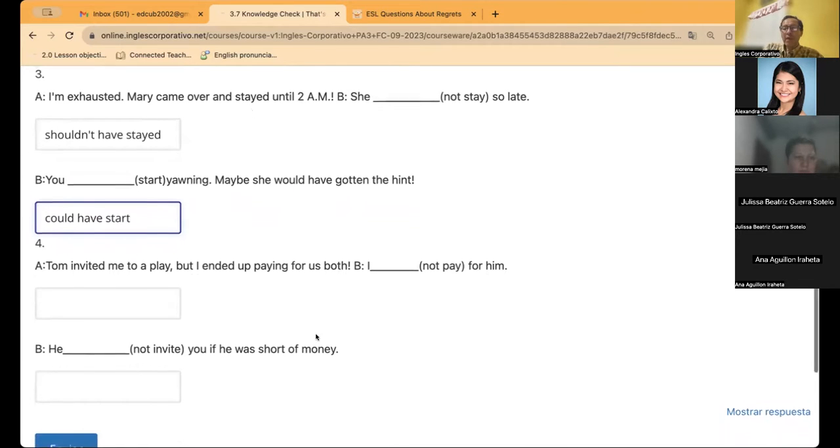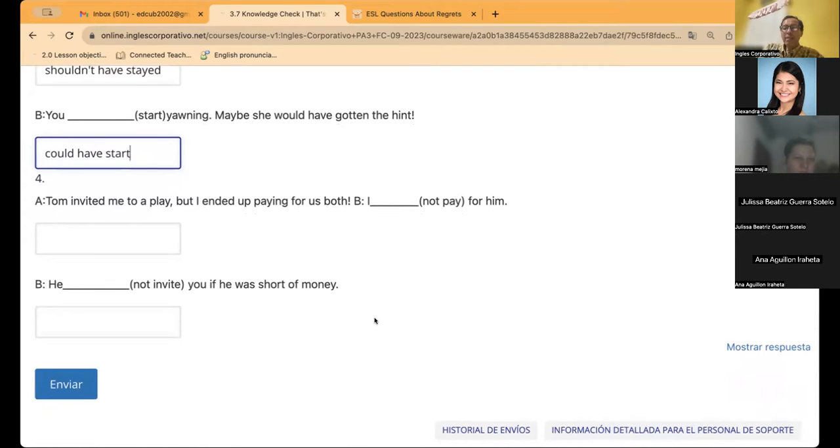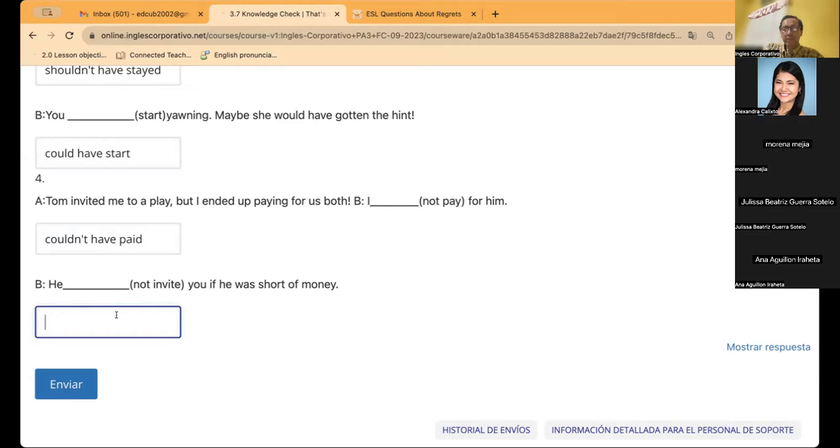What about number four? Tom invited me to play, but I ended up paying for us both. Maybe I couldn't. Okay, I couldn't have paid. Okay. And the last one, he invite you if he was short of money. He couldn't.